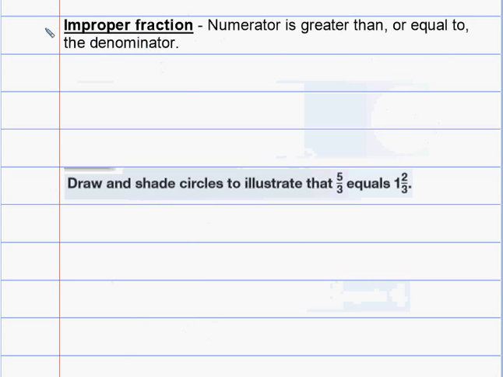Improper fractions, that's vocabulary. Those are fractions where the numerator is greater than or equal to the denominator. So we have some that would simplify to whole numbers, like 4 out of 4. That would equal 1. You could have 8 over 2, and that would equal, if you divided 8 by 2, you'd get 4. So those are equal to whole numbers.